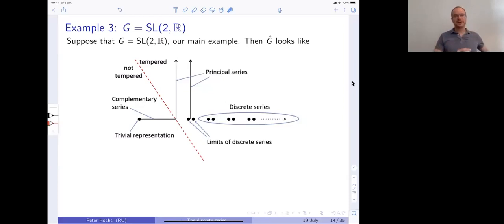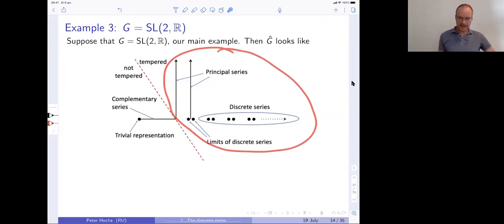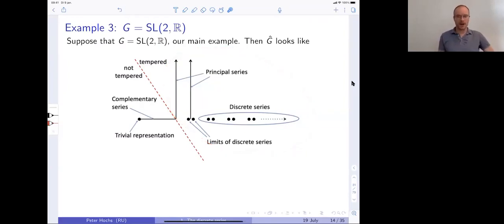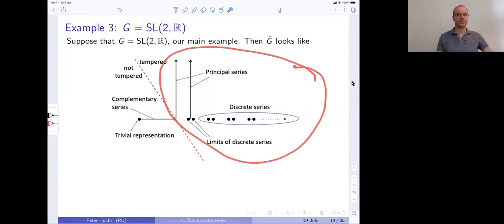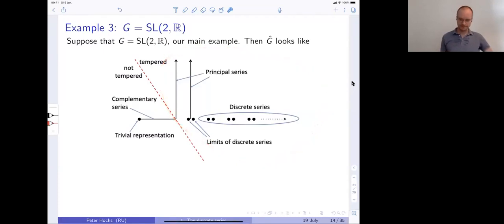So at the end of the third lecture, I'll again draw this part of the diagram, and by that time we'll know why it looks like this. So the goal of the 3 lectures, at least in the case of SL2R, is to understand why this part of the diagram looks like this.